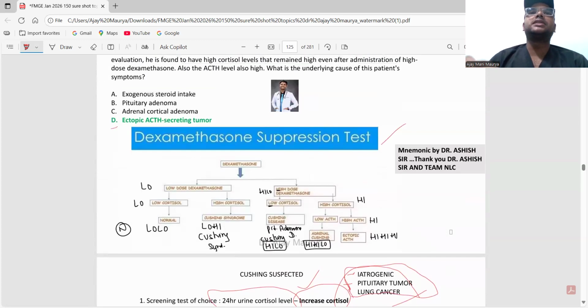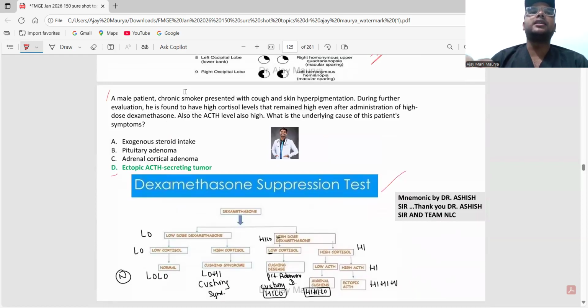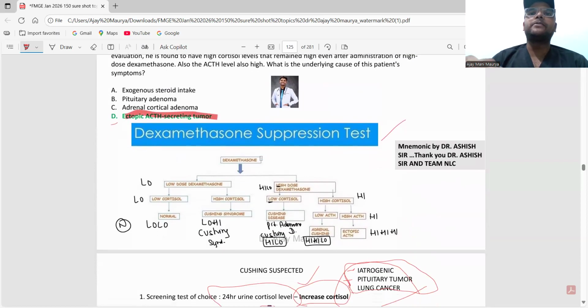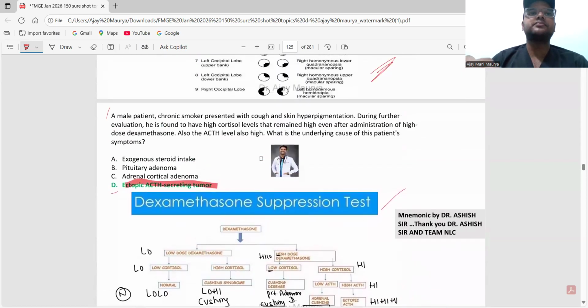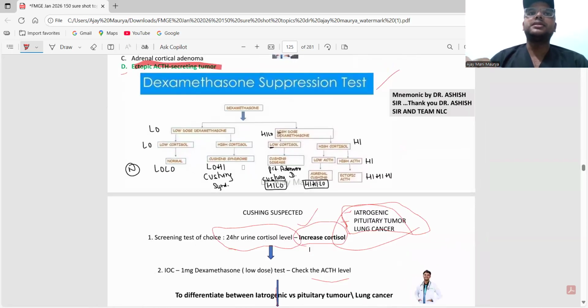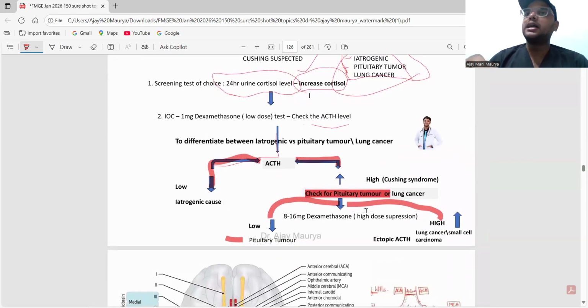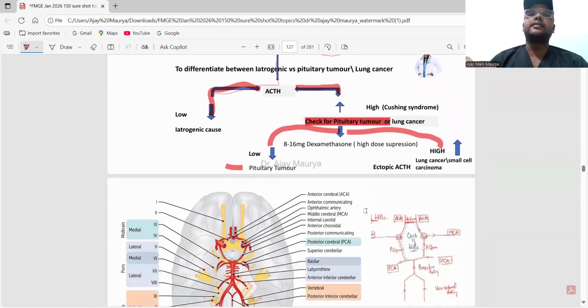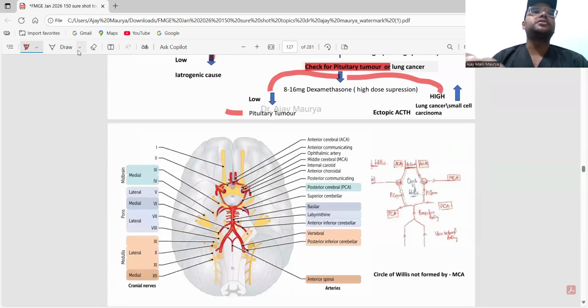So it is still high here. It means it's going to be favorable to what? It is the ectopic ACTH. It means it is going to be favorable for the small cell carcinoma. Done? Next one, we are going to discuss over here.